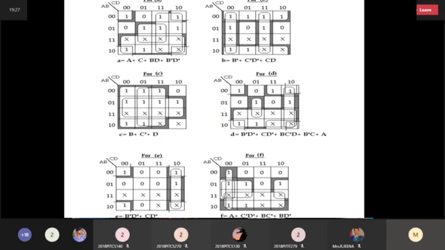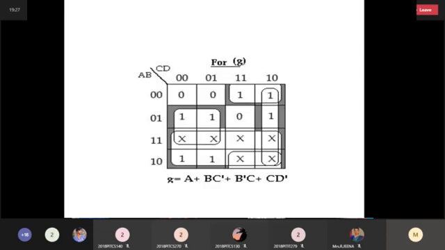Answer is B bar D bar plus C D bar. Next, this is a quad group. This is an 8 pair group and this is also a quad group. A plus C bar D bar plus B C bar plus B D bar. Next for G, this is a quad group. This is an 8 pair group. This is one group. So A plus B C bar plus B bar C plus C D bar.